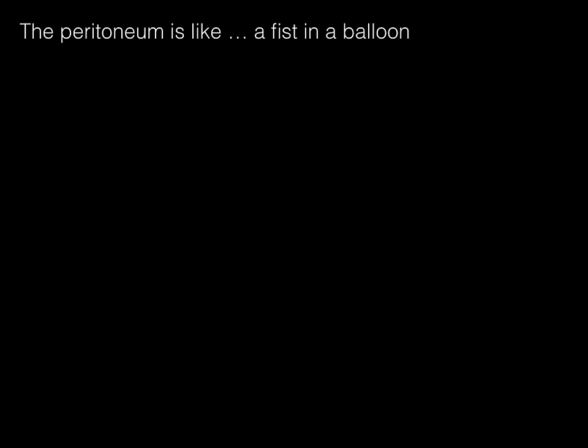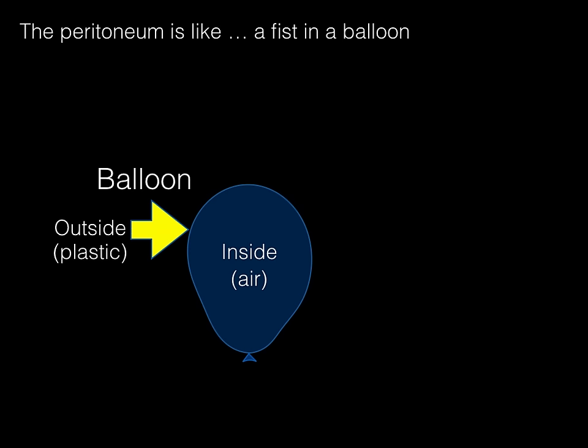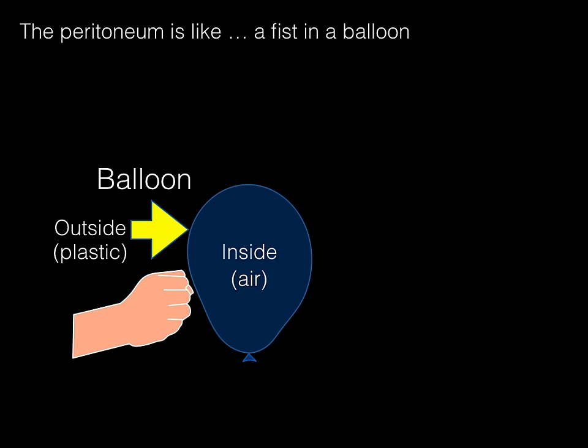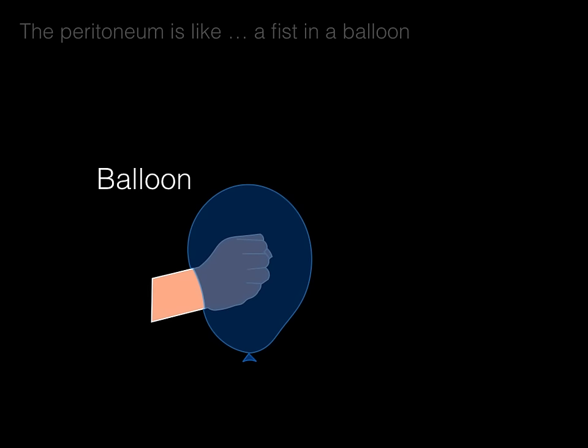Well, the peritoneum is like a fist in a balloon. So there's a balloon, and inside the balloon is air, and outside the balloon or lining the balloon is plastic. And there's a fist. Now watch. Shing, shing, shing. I'm going to ask a question. Is the fist in the balloon? And the answer is no.